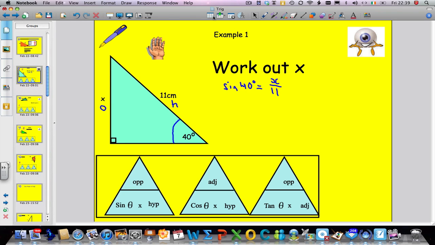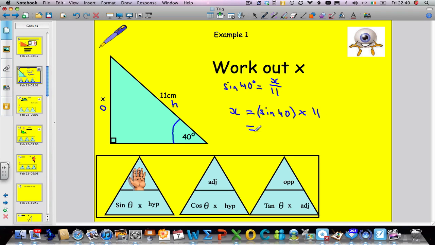Next thing we want to do is solve it, and in order to solve it we can use these triangles here. What I'm going to do is cover what it is I'm looking for. I'm trying to solve for x, so I'm looking for the opposite, so I'm going to cover the opposite. That tells me, in order to solve for x, what I have to do is times the hypotenuse by the sine of the angle. So I can do sine of theta, sine of 40, and then times it by the hypotenuse, 11. In other words, I'm going to do sine of 40, put brackets up, and times that by 11.